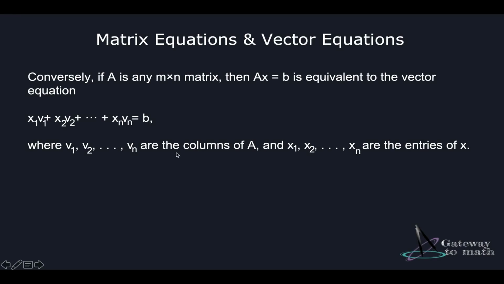The second one being, we have A as a matrix which is an m cross n matrix. That means it has m rows and n columns, and Ax equals b is the equivalent vector equation. If I have to convert it the other way around, this becomes x1 v1 plus x2 v2 until xn vn, and this equals b. Here v1, v2 until vn are the vectors and x1, x2 are the entries of x. So we've seen how we can interchange the two representations.